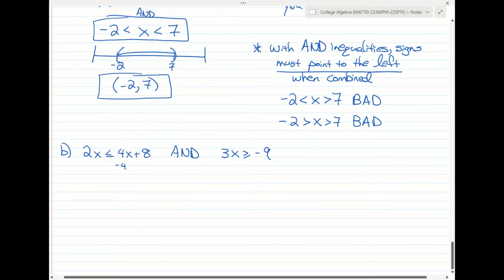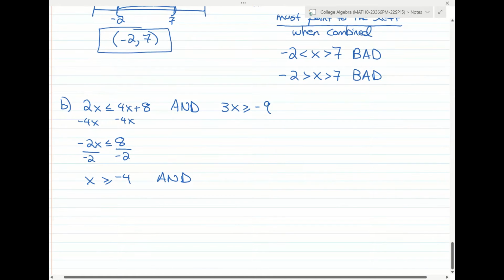We'll subtract the 4x on both sides. We get negative 2x is less than or equal to 8. Divide by negative 2. We have to switch the sign. And if we're working on the right side, we have to divide by 3. We get x is greater than or equal to negative 3. When we go to graph this, negative 4 and negative 3.